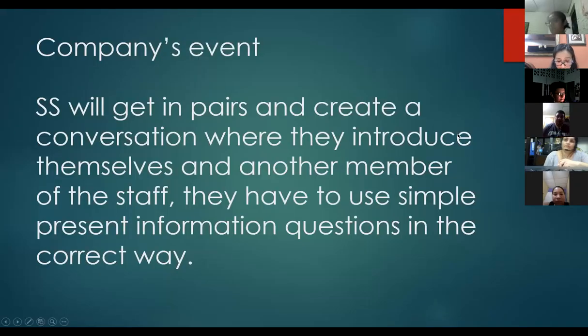No questions? Okay, so let's move on to the next part. I will share this part. Okay, in this case, this should be a homework. Va a ser en parejas. Traten, si tienen el tiempo, traten de ponerse de acuerdo. We're going to create a conversation where to introduce yourself and another member of the staff. You have to use the simple present information question in the correct way.